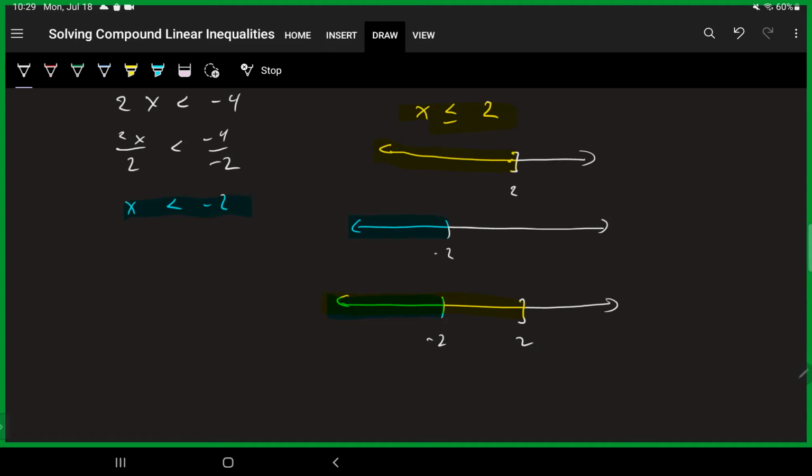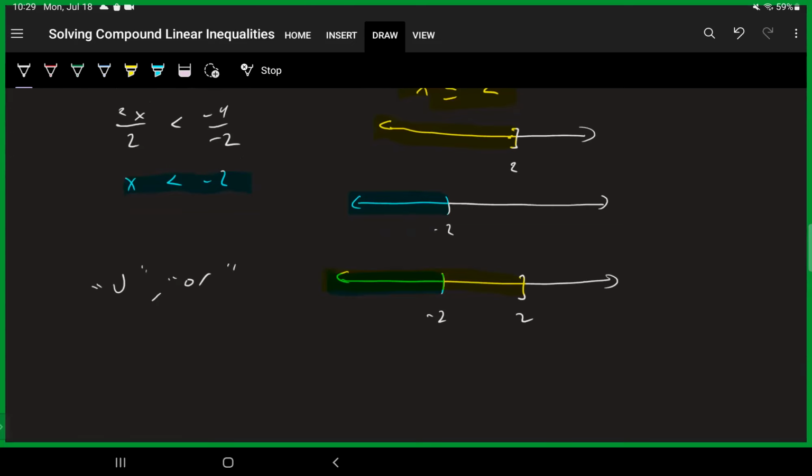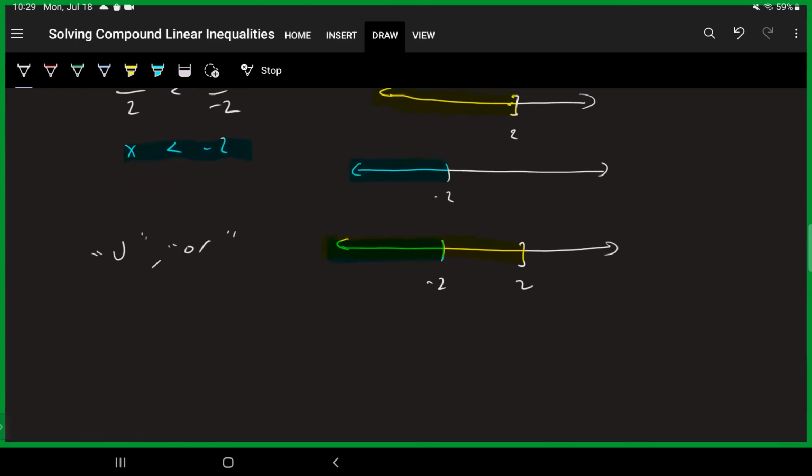When you're talking about the union, or, you're going to look for everything that's shaded, and it doesn't matter if it's overlapping or not. If it's shaded, it gets written down. And so basically this is x is less than -2 joined with x is less than or equal to 2. If you want to write things complicated, but we can simplify this because these things overlap. I'm looking at x to the left of, x to the left of. Really, everything boils down to x.